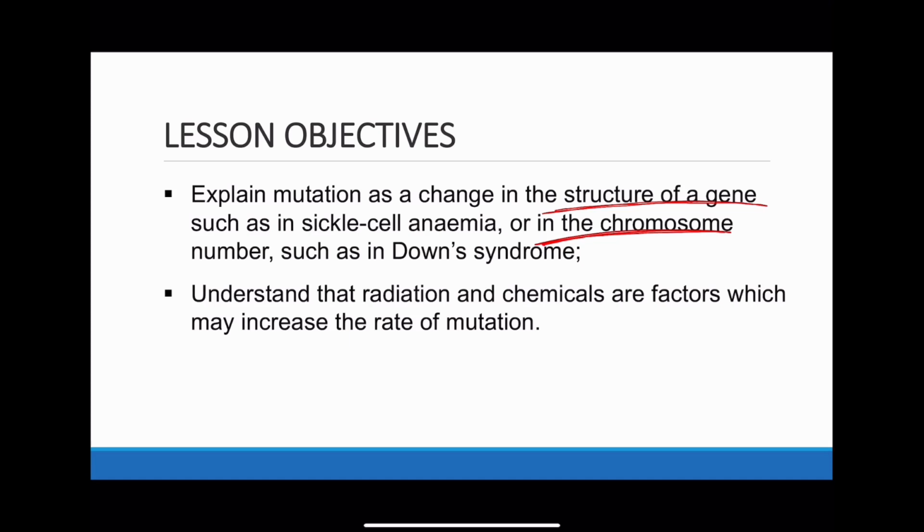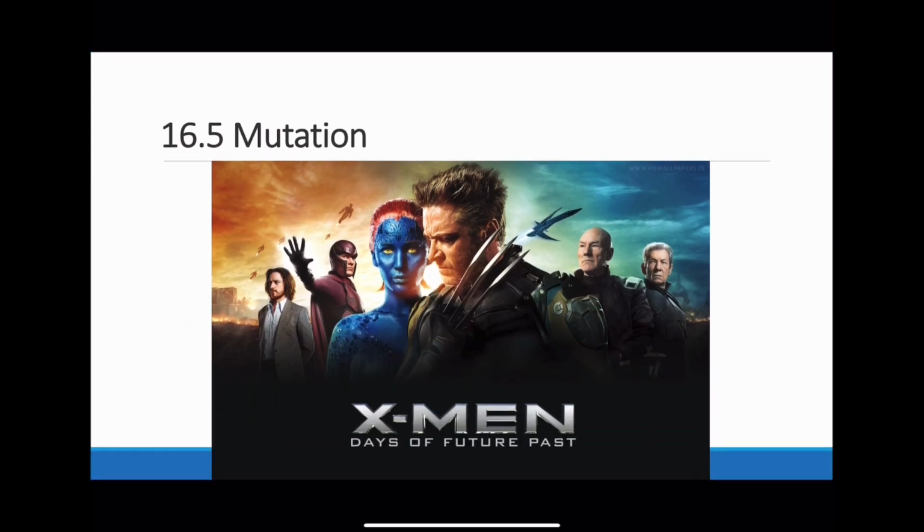The second part of this lesson is to understand how certain agents can result in an increased rate of mutation. When you think about mutation, most of us will think about superheroes, mutants that have certain powers. But in the real world, mutation is not as simple as what it seems in the movies. Some mutations can bring certain beneficial qualities, but of course, most of the time, mutations bring about harmful effects to the organisms. We will study more about this as we go on in this concept.